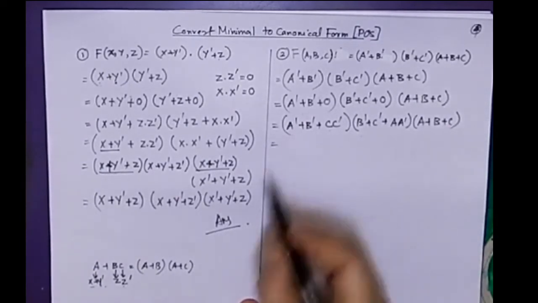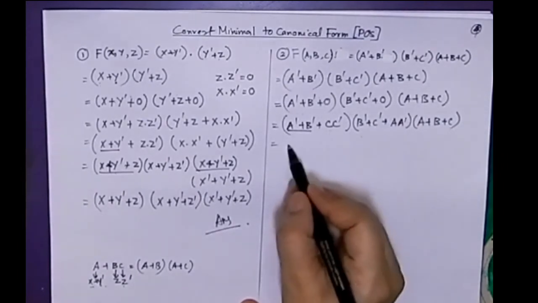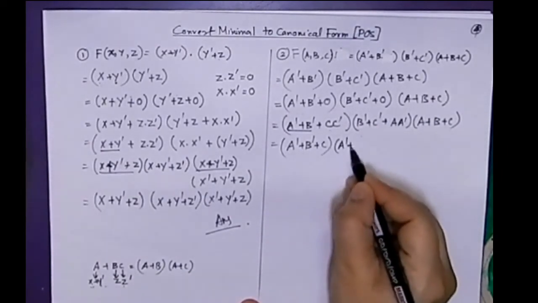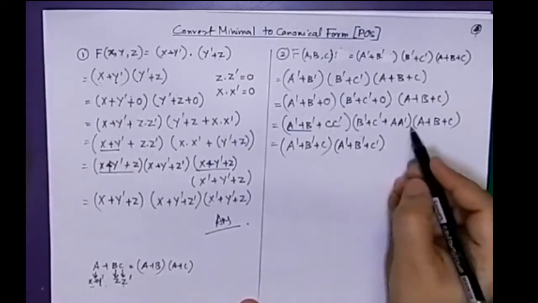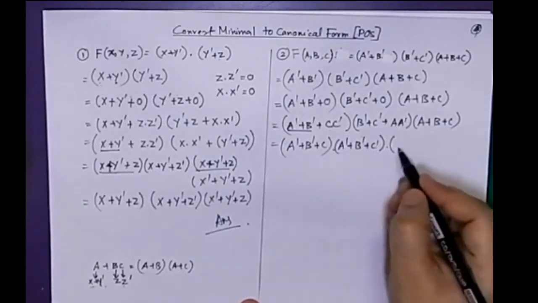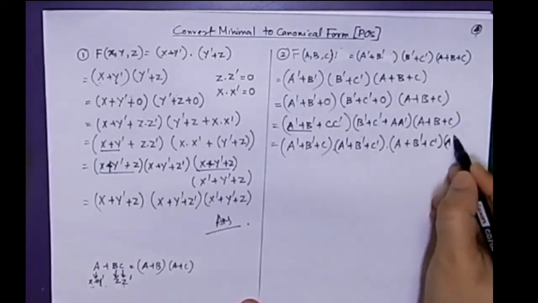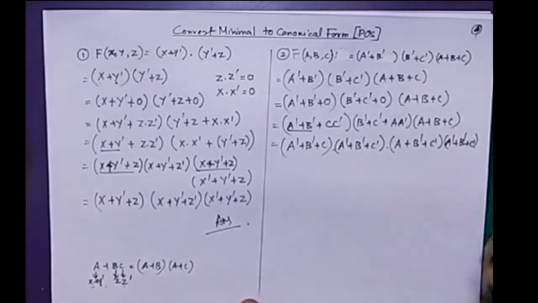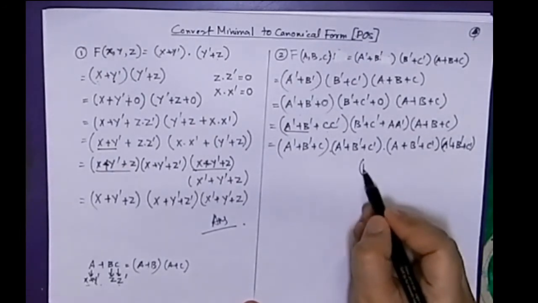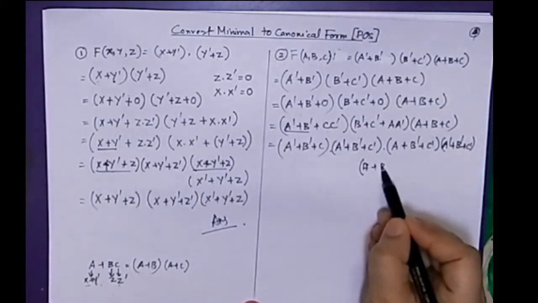Now again, using this law, you can write this as A and this is BC. So you have A dashed plus B dashed plus C into A dashed plus B dashed plus C dashed. Similarly, over here you can write B dashed plus C dashed plus A, which I will write as A plus B dashed plus C dashed. Again, A dashed plus B dashed plus C dashed. This term will come as it is.